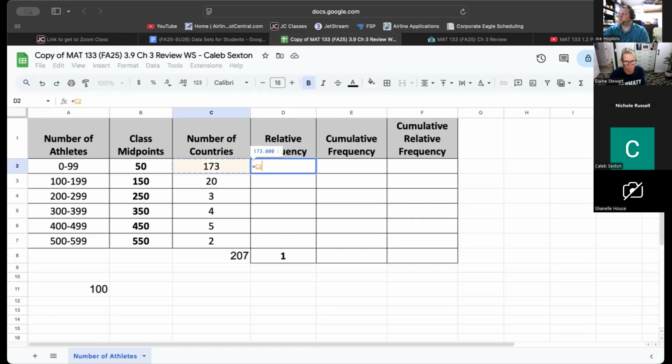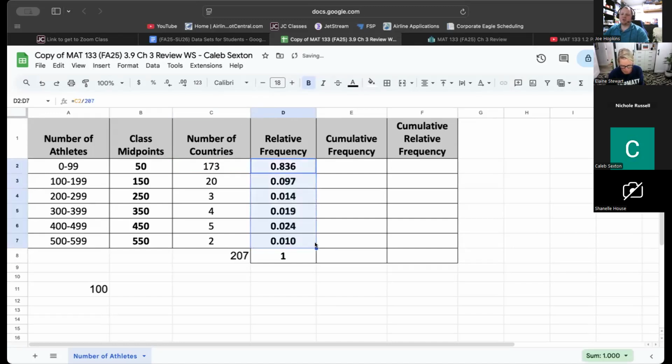And then we want to divide that by the total, and actually type in the number. There is a way that you can do it where you don't have to type in the number. You can use the cell values. I'll show you that in a little bit, but let's go ahead with just the number. So divide by 207, and you can copy that down for all of the cells. And we don't need the 1 down at the bottom. You could just delete that.